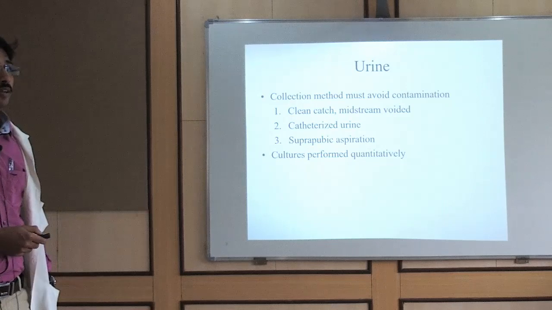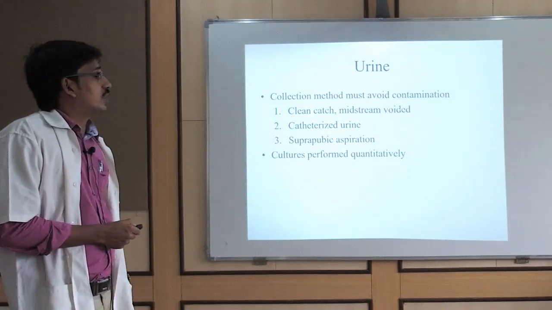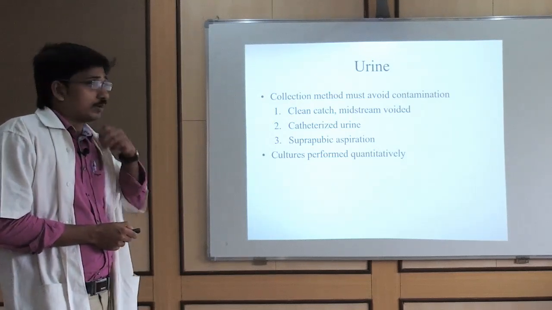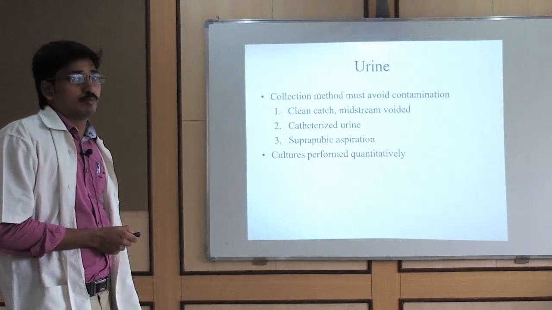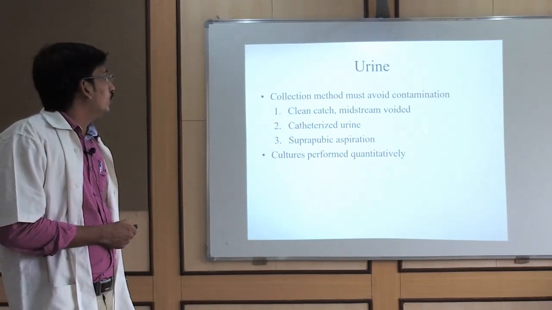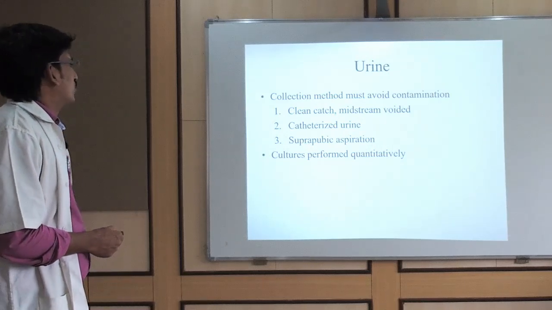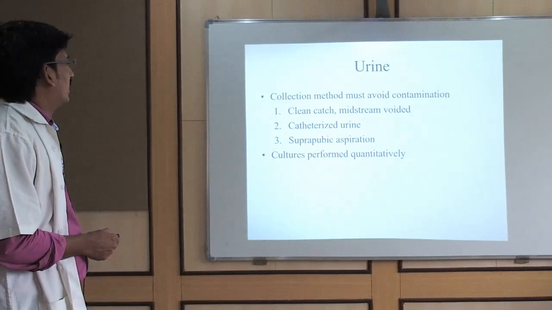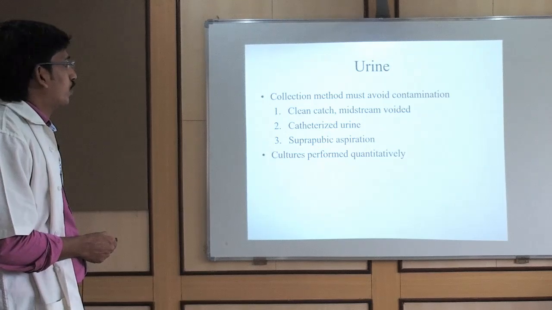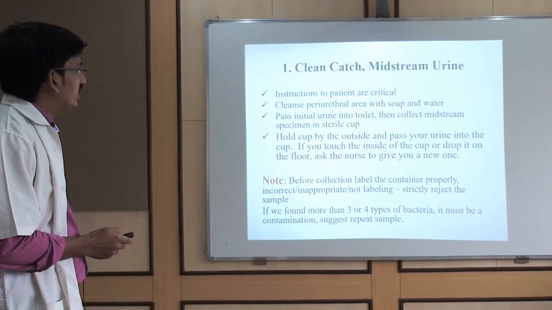And coming to urine sample. Collection of urine sample is very important because sometimes cross contamination will take place. Okay, urine collection must be of 3 types. First one is clean catch midstream urine, next one is catheterized urine, third one is suprapubic aspiration urine. We will see one by one.